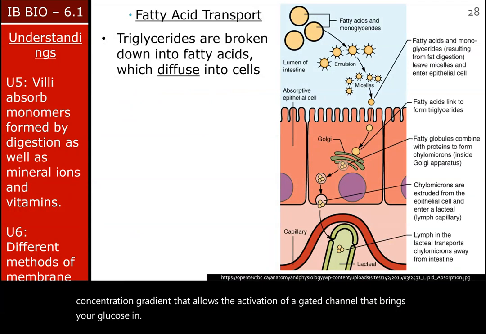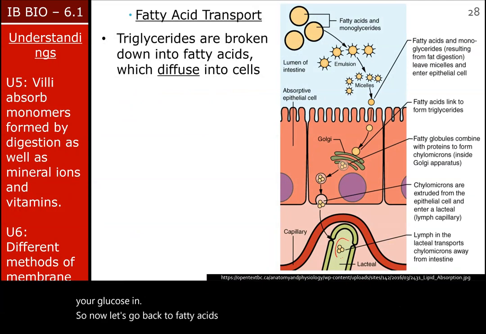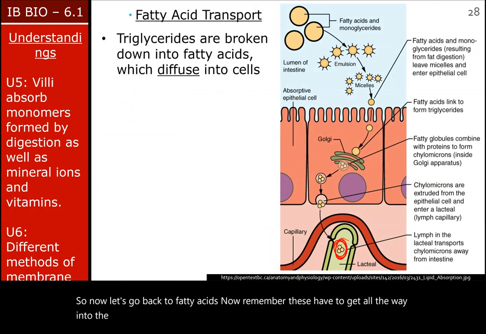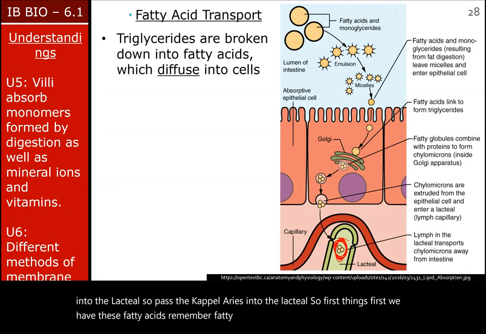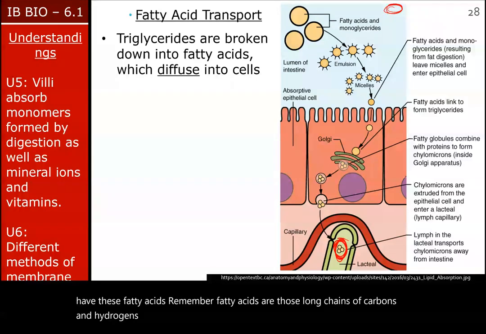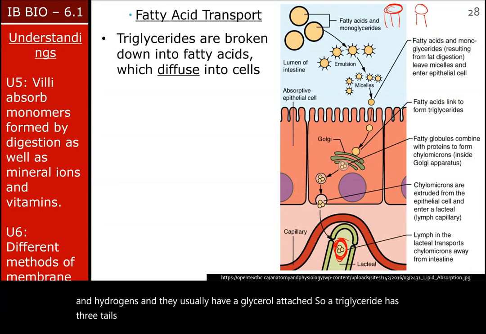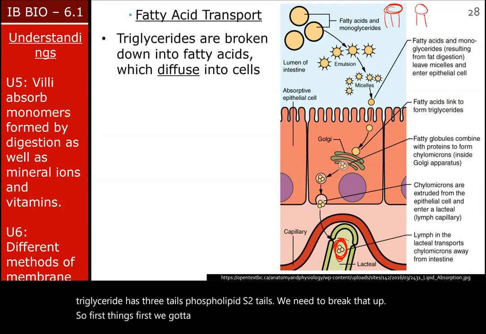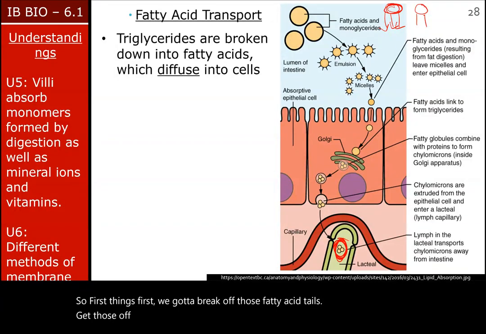So now let's go back to fatty acids. Now remember, these have to get all the way into the lacteal. So past the capillaries into the lacteal. So first things first, we have these fatty acids. Remember, fatty acids are those long chains of carbons and hydrogens, and they usually have a glycerol attached. So a triglyceride has 3 tails, phospholipid has 2 tails. We need to break that up. So first things first, we got to break off those fatty acid tails, get those off, right? And you have your glycerol ping pong ball head.